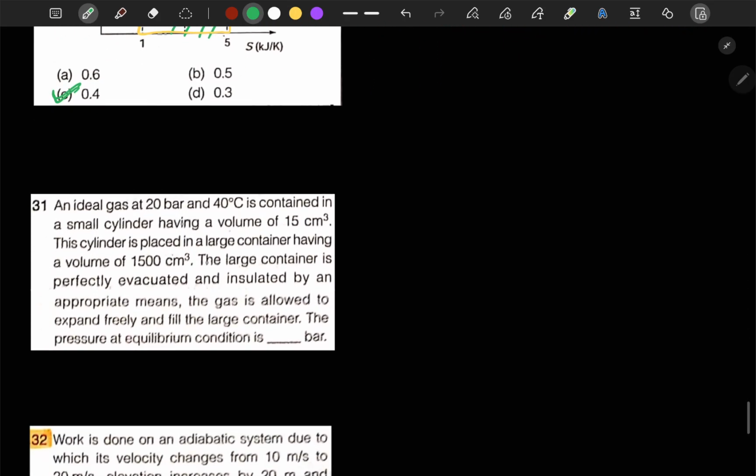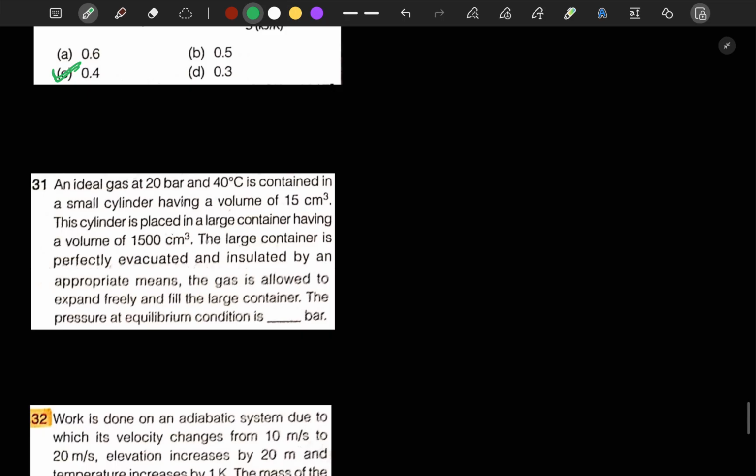Then moving to next question, it is asked: an ideal gas at 20 bar and 40 degrees Celsius is contained in a small cylinder having volume of 15 centimeter cube. This cylinder is placed in a large container having volume of 1500 centimeter cube. The large container is perfectly evacuated and insulated by an appropriate means. The gas is allowed to expand freely and fill the large container. The pressure at the equilibrium condition is.